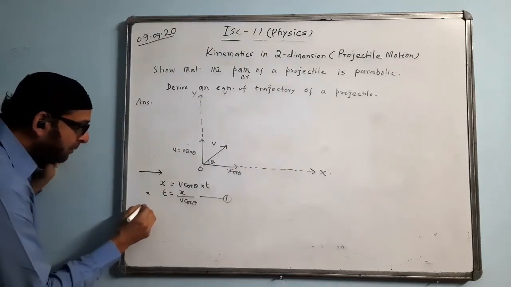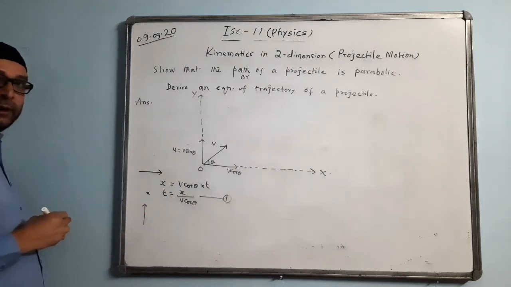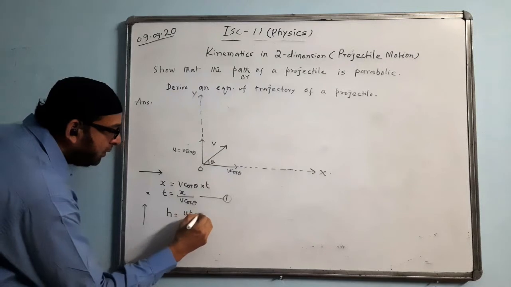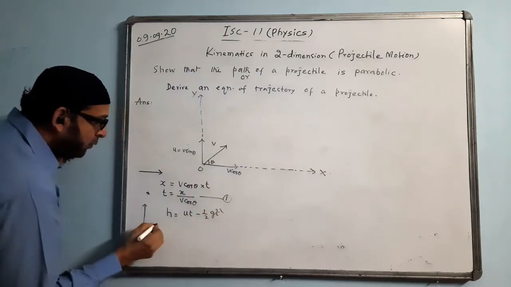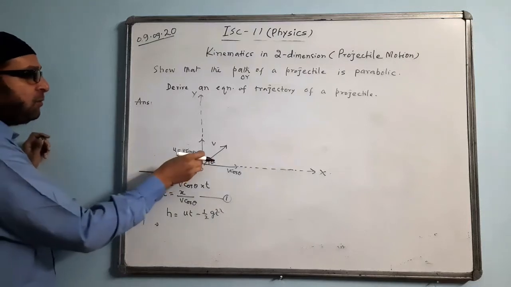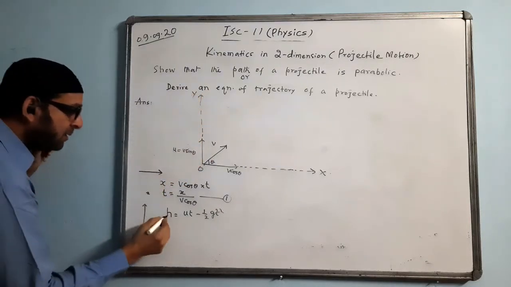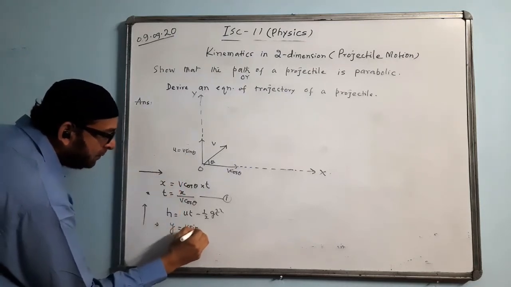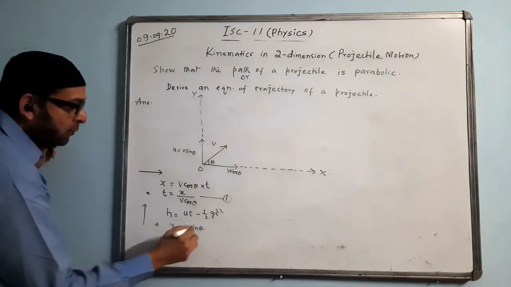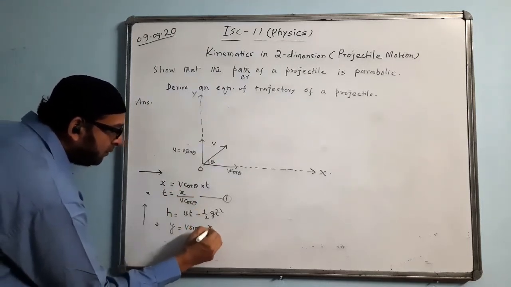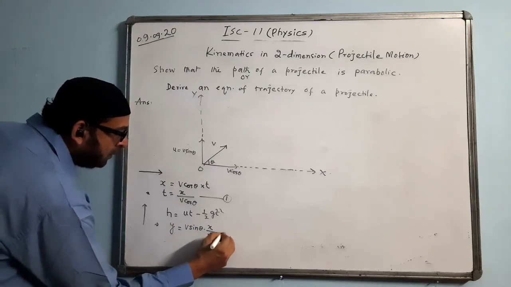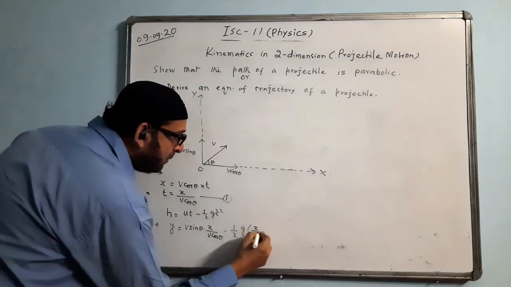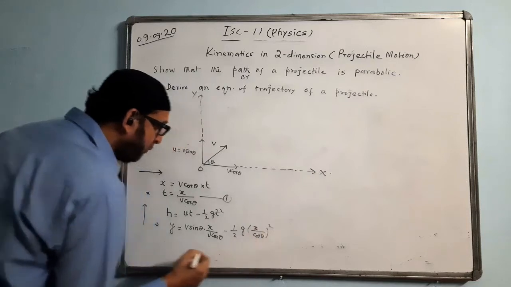Now I will take the vertically upward motion. We know the formula, h is equal to ut minus half g t square. H is height, which represents the y axis, so I write y. The u value is v sin theta, so that is v sin theta into t, and the t value is x by v cos theta, minus half g, and the value of t we are putting, x by v cos theta, whole square.